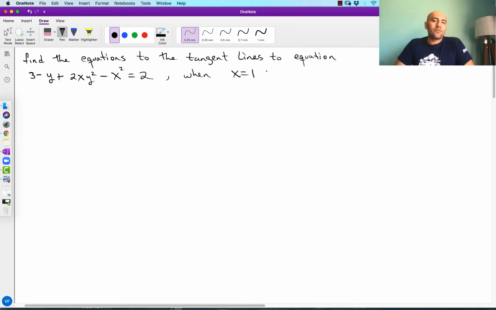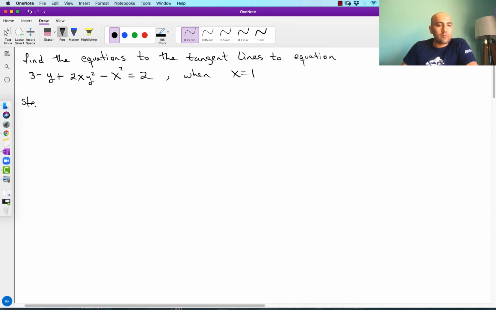Okay, find the equations of the tangent lines to the equation 3 minus y plus 2xy squared minus x squared equals 2 when x equals 1. The first thing we have to do is think about the ordered pairs that are solutions to this equation, where x equals 1. So we need to find the values of y such that (x, y) solve this equation. Okay, so let's begin there. Let's replace x with a 1 and solve for y.